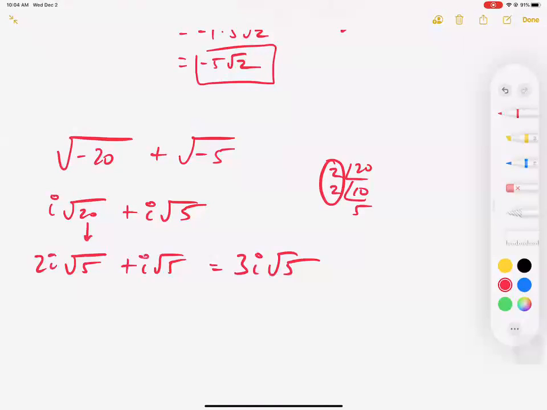So we take our like terms based on i and the square root now. Okay, so if you have to add square roots that are negative, you have to first simplify them to see if they are like terms after the fact. Okay, if they're not, then you can't add them.